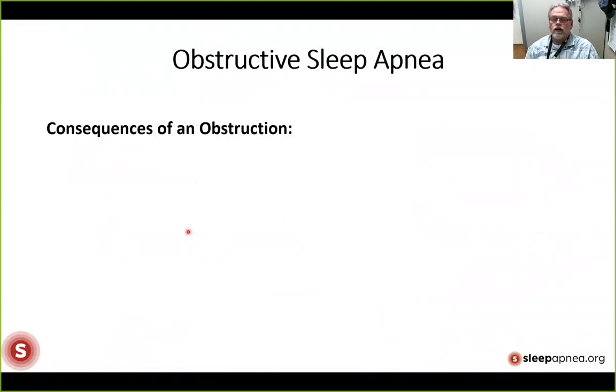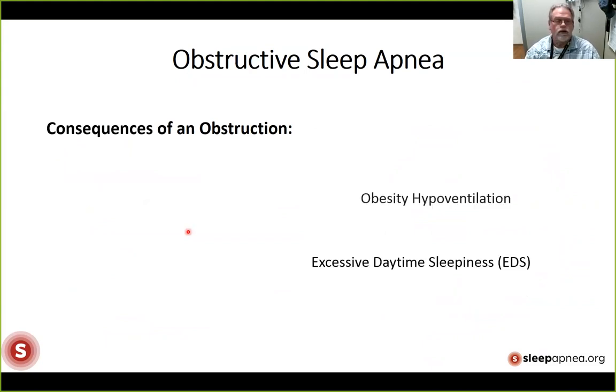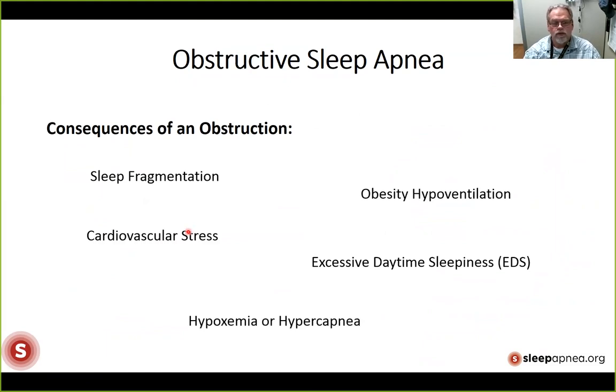So some of the consequences of obstructive sleep apnea, I mean, they're kind of all over the place. Sleep fragmentation. Again, you're waking up, you're going to sleep, you're waking up, you're going to sleep. This puts a lot of stress on your cardiovascular system. Other consequences of obstruction can, hope you can still see me, since my internet connection is giving me issues.